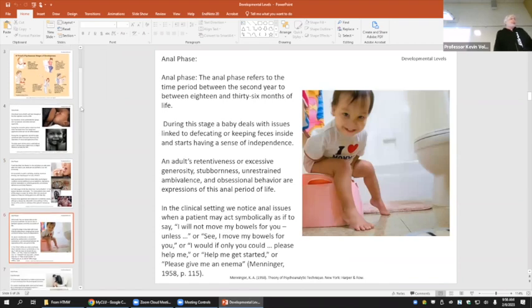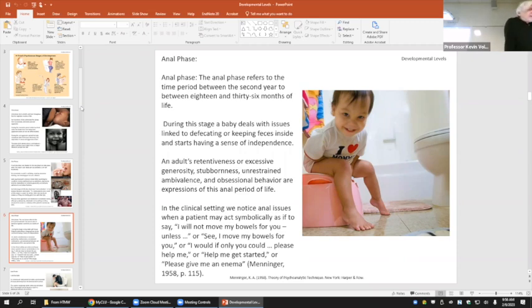The anal phase refers to the time period between about the second year, between 18 and 36 months of life. During this stage, the baby deals with issues linked to defecating or keeping feces inside and starts having a sense of independence. Back in the day, children were chastised for not being able to control their bowels. But we know now that this is a physiological thing: kids have to reach a certain physiological stage before they are able to control these things, right? And if you do potty training too early, it causes a kid a lot of frustration. So this has to be timed just right.